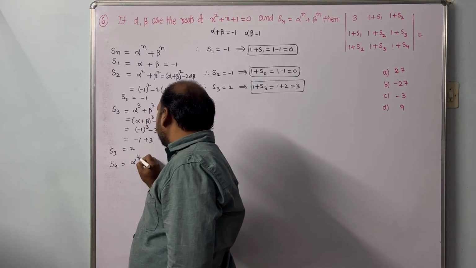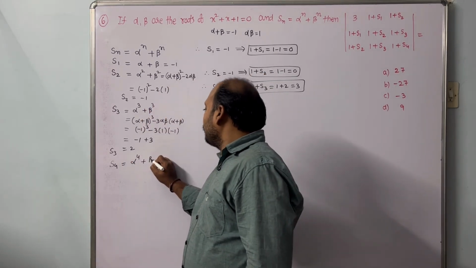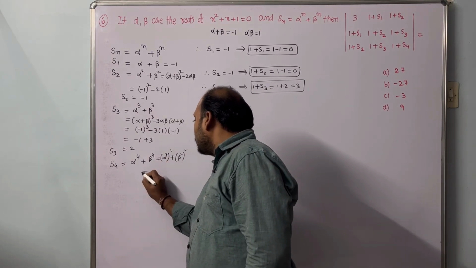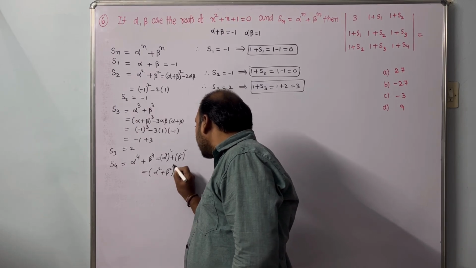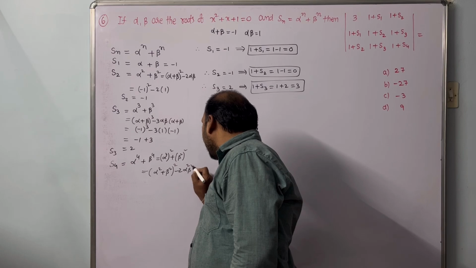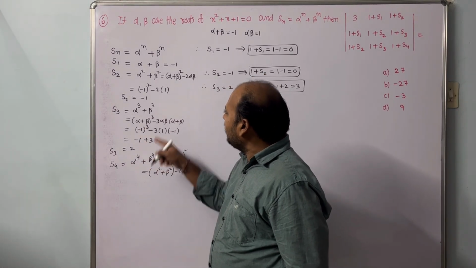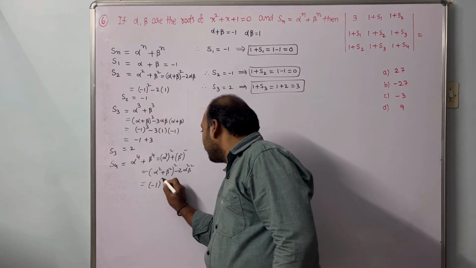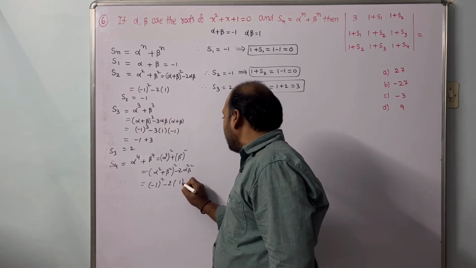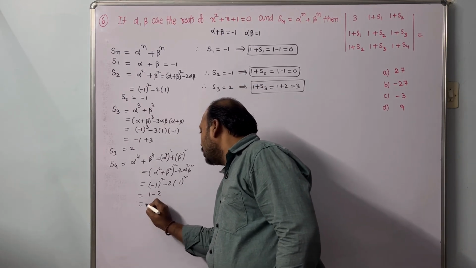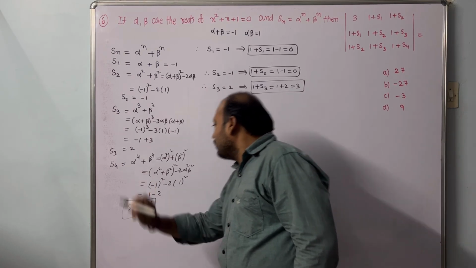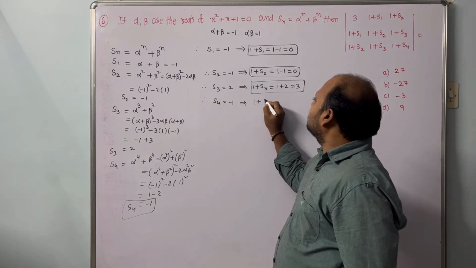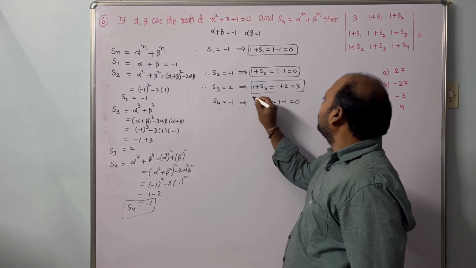S4: n is equal to 4, substitute: alpha power 4 plus beta power 4. We can write it as alpha square whole square plus beta square whole square. That can be written as alpha square plus beta square whole square minus 2 alpha square beta square. Alpha square plus beta square value we got here is minus 1. So minus 1 whole square minus 2 into alpha beta whole square, where alpha beta value is 1 square. So 1 minus 2 is equal to minus 1. So S4 is also minus 1. That implies 1 plus S4 equal to 1 minus 1, that is equal to 0.